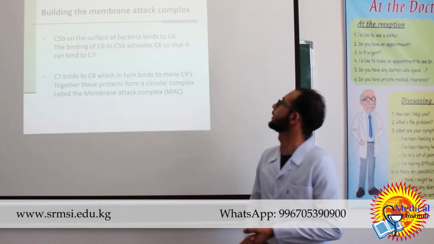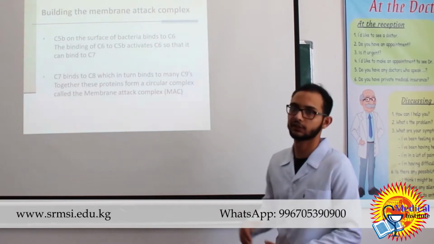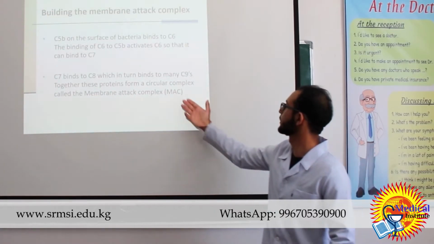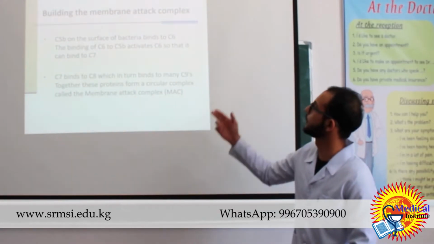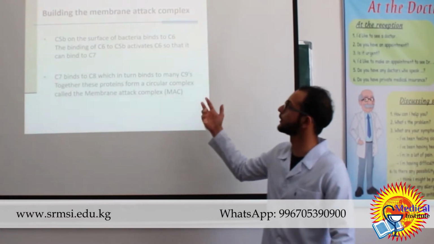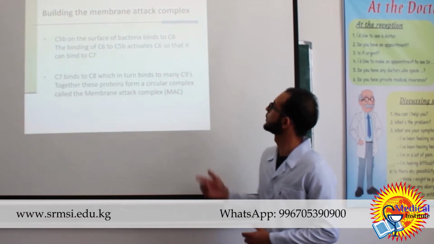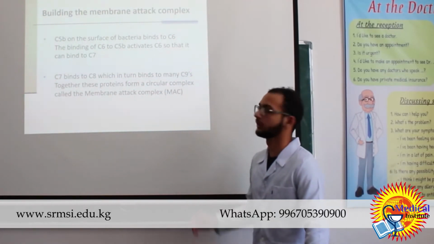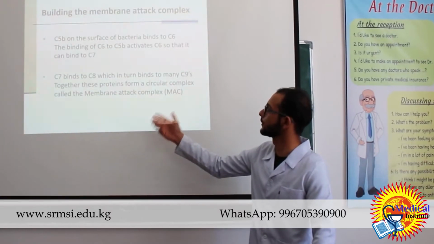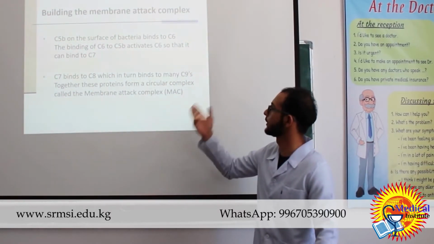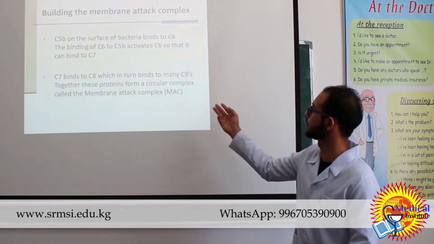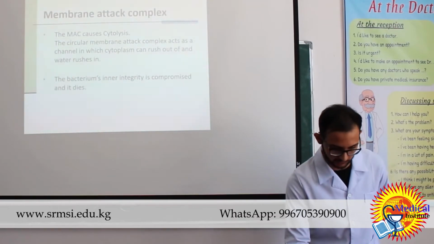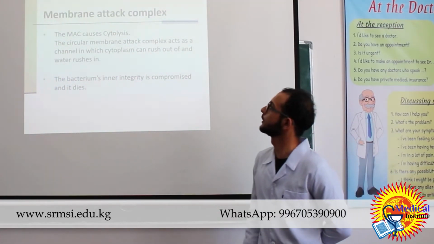This leads to the formation of the membrane attack complex, which we call MAC, represented in capital letters. C5b on the surface of the bacteria binds to C6 and activates it, C6 further binds to C7, and it forms a chain which further binds C8 and C9 and forms a long chain. These proteins form a circular complex, named MAC, the membrane attack complex.